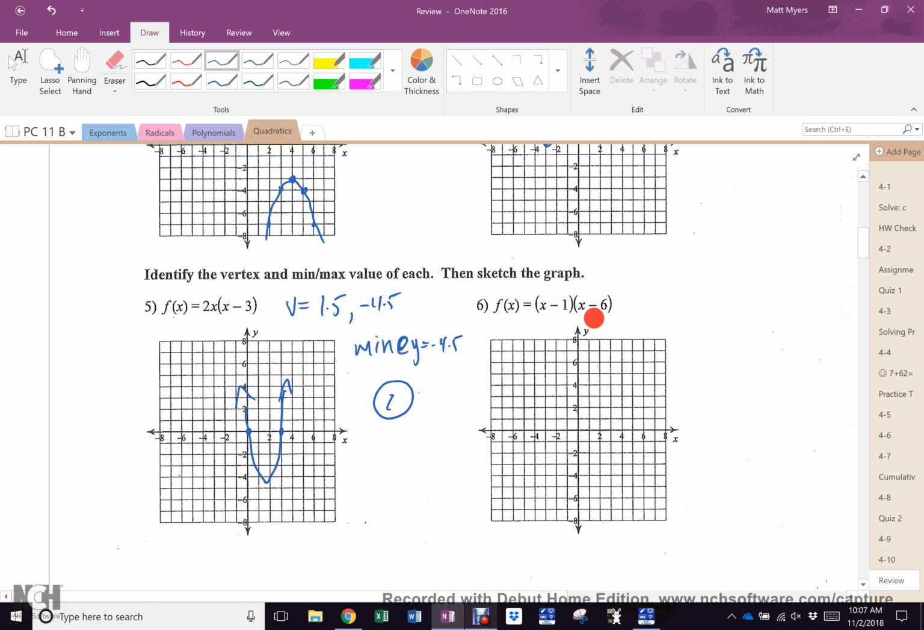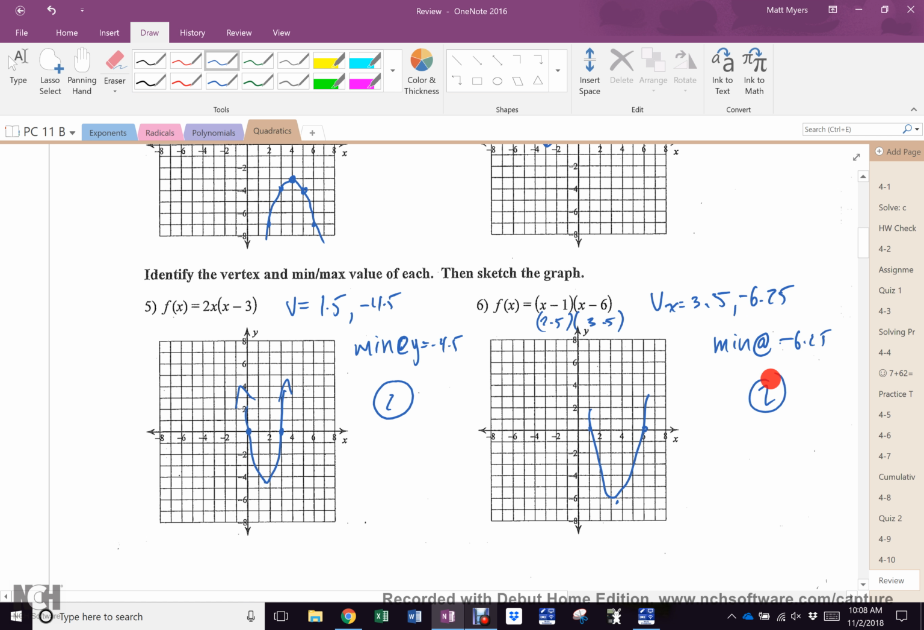Over here, what are the roots? Positive 1, positive 6. Where's the vertex? No. Vertex is halfway between these two. 3.5. Vertex x equals 3.5. Sub that in over here. That's 2.5 times negative 3.5, which is minus 6.25. Minus 6.25 at 3.5, like that. So it's a minimum at negative 6.25.